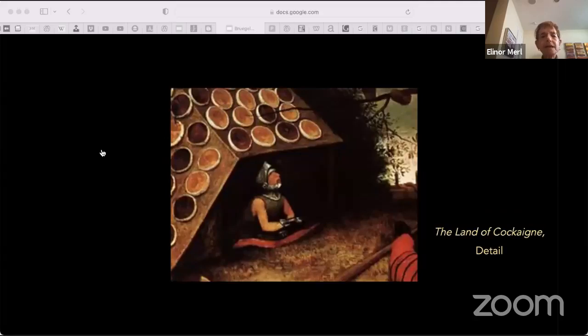On the left, a knight emerges from a lean-to whose roof is covered in dishes of pie and pastry, with an open mouth, waiting for a roasted pigeon to fly in. And I know you don't see the roasted pigeon because it was accidentally removed during restoration work, but I wanted to let you know that it had been intended by Bruegel.